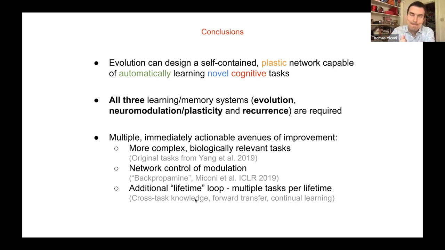You could also, this is maybe a bit more esoteric, add another loop between those three loops, add a fourth loop in the system, namely the lifetime loop. That is, have multiple tasks during each lifetime and see how well it does continual learning during each lifetime. That is, how well it can learn new tasks without forgetting the old ones, and if possible, by having some forward transfer between the tasks. Again, that's a bit esoteric. I'm happy to talk about it later.